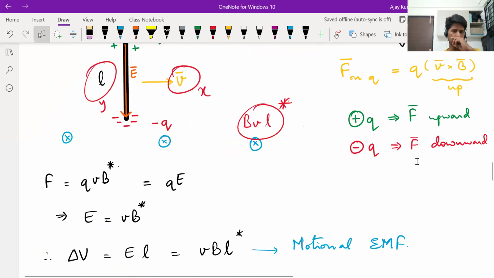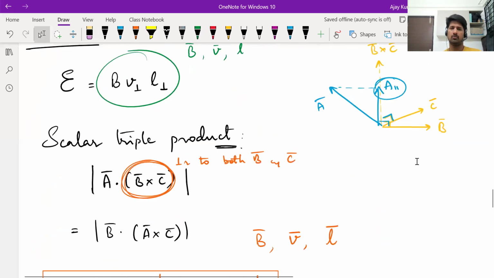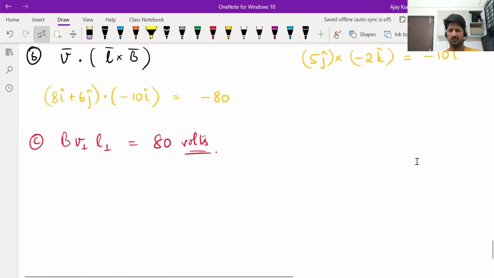And we derived a formula for motional EMF, B dot V cross L. Basically, you have to take the scalar triple product between magnetic field, velocity, and length.